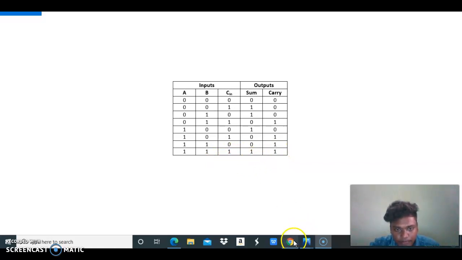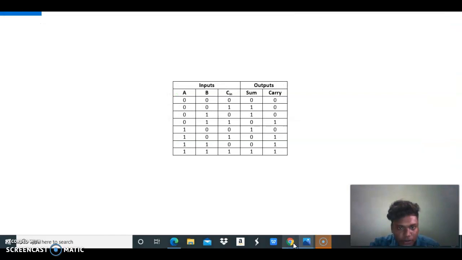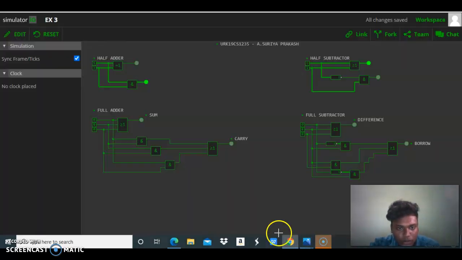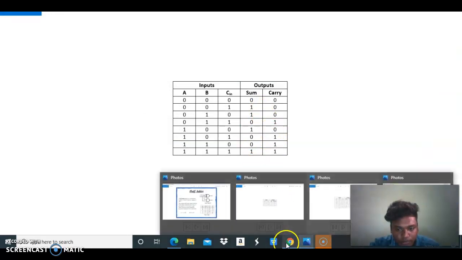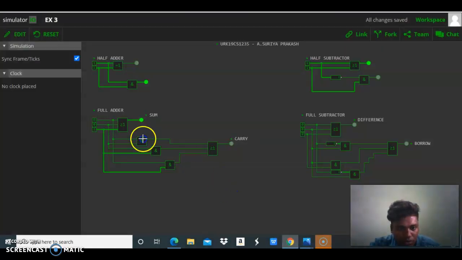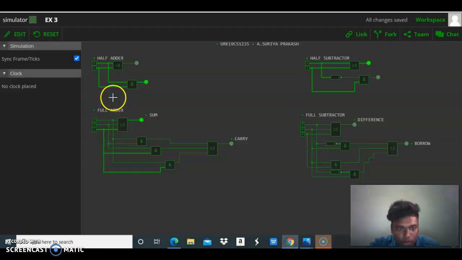Now we are going to see the output. 0 0 0 is 0 0. 0 0 1 is 0 1. Next, 0 1 0 is 0 1, is 1 1.